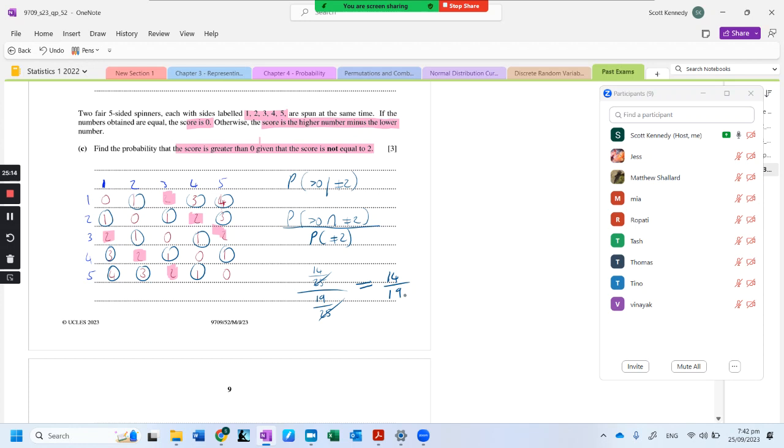Everyone happy with that question? Any questions about that question? I think doing the sample space diagram made it easy. All right.